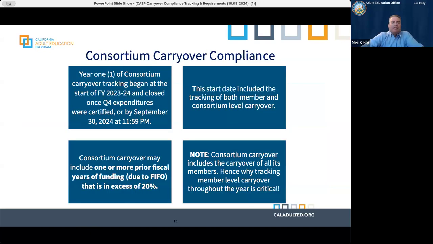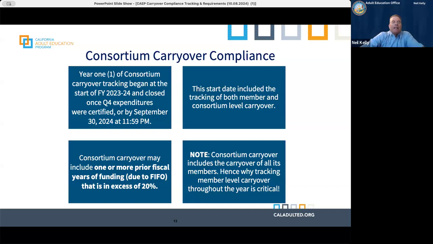And then here are some key takeaways on the consortia carryover compliance. We're in year 1 of tracking. It began last year, 23-24. It closed just less than 8 or 9 days ago once Q4 was certified, and that was on September 30th at midnight or just before midnight.